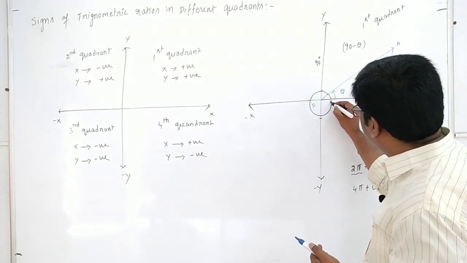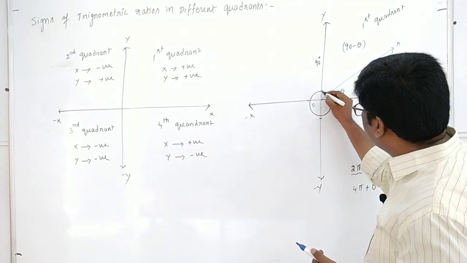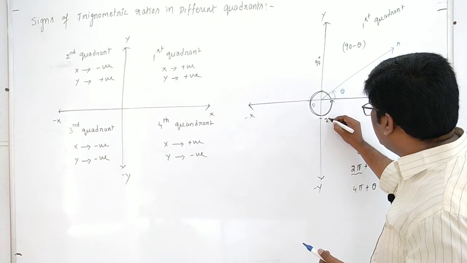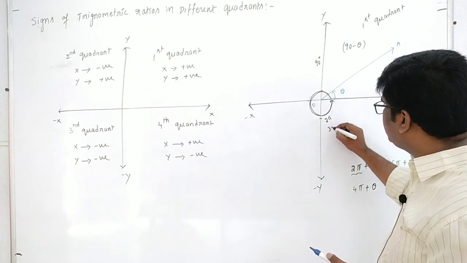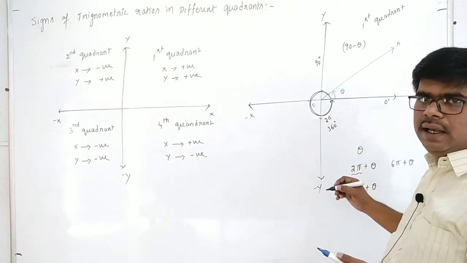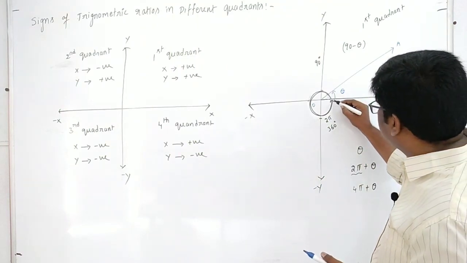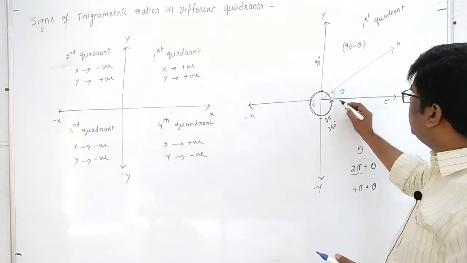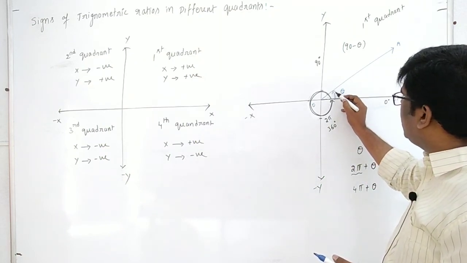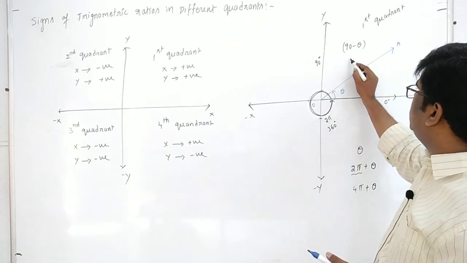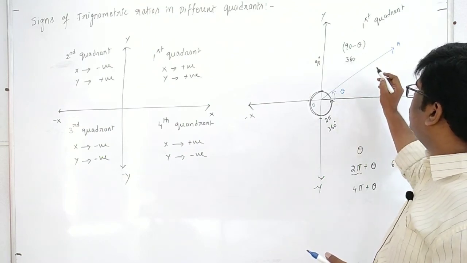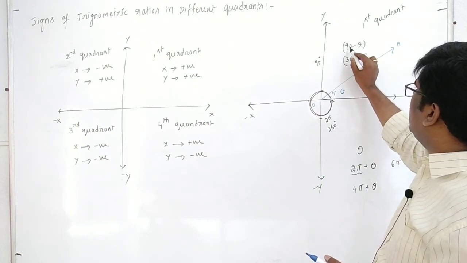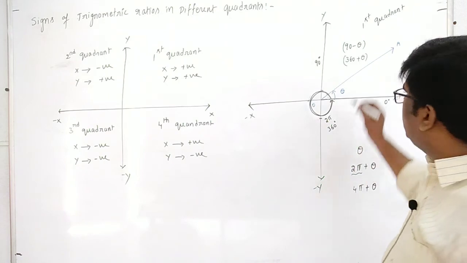If you finished one complete rotation, what is over? I told you, 2 pi radians is over. 2 pi radians means 360 degrees. So 360 degrees, and additionally how much angle was there? Theta. Then we can also say 360 plus theta. So 90 minus theta, or else you can also say the first quadrant as 360 plus theta.